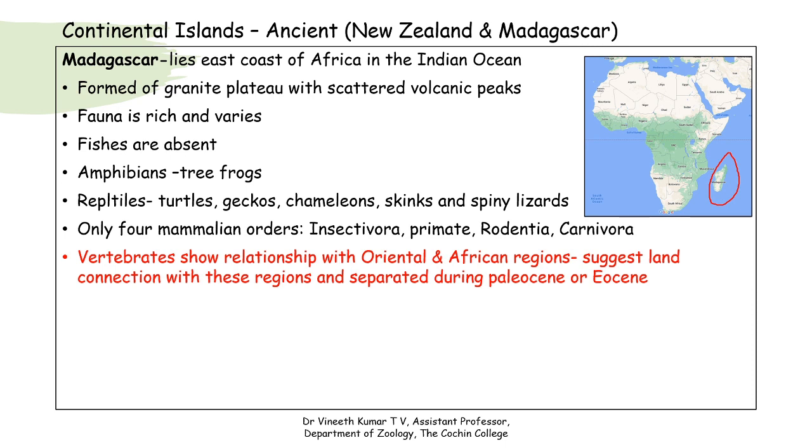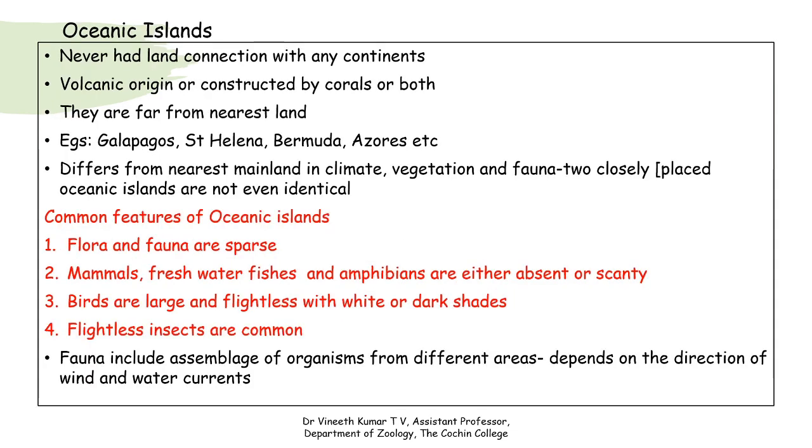A young continental island will have many similarities with the mainland, with less diversity when compared to the ancient continental islands. So coming to the second category, which is oceanic islands. As we discussed earlier, they didn't have any land connection with any of the continents. They might have been either volcanic in origin or constructed by corals, or by both. They are usually far from the nearest land. The examples are the Galapagos Islands, Saint Helena Island, Bermuda, the Azores, etc.